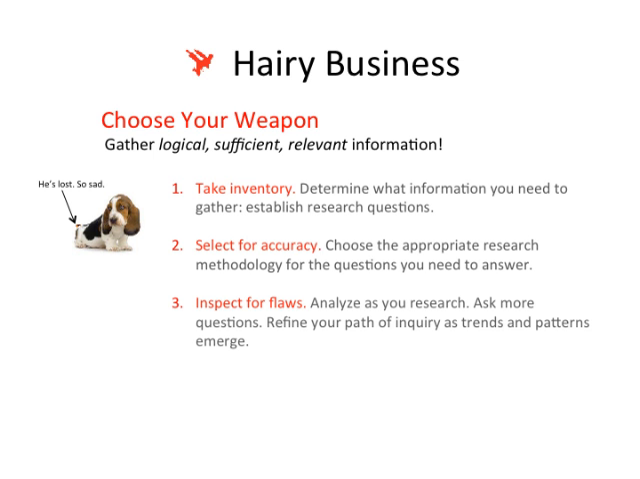To start off, of course, we're going to go to our Ninja rules and choose your weapon, which was Rule 2. It's about logical, sufficient, relevant information. So the first thing you're going to do as you begin to set up your research plan to get you the data and information you need is you're going to take inventory. You're going to determine what information you need to gather by establishing research questions. Once you've established these questions, you're going to choose the right methodology for the questions that you need to answer. Then, as you go through your research, analyze and ask more questions. Refine your path of inquiry as patterns and trends emerge.